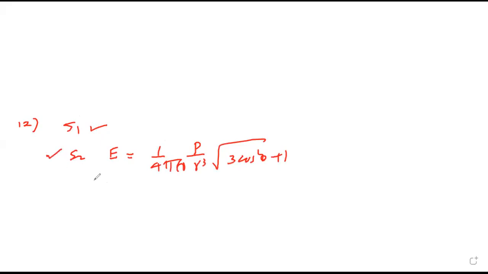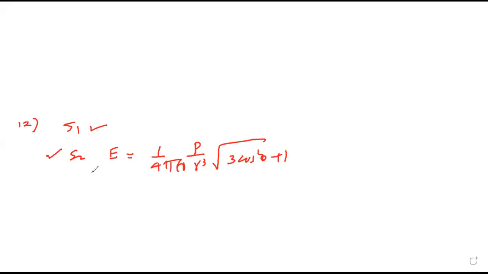Consider the following statements for electric dipole and select the correct one. Electric dipole moment p is directed from negative charge to positive charge, correct? Electric field of a dipole at a point r depends upon magnitude as well as the angle between r and p. Electric field due to a dipole at any position is 1 upon 4 pi epsilon naught, p upon r cube, root of 3 cos square theta plus 1. So it depends upon both. So this is correct.